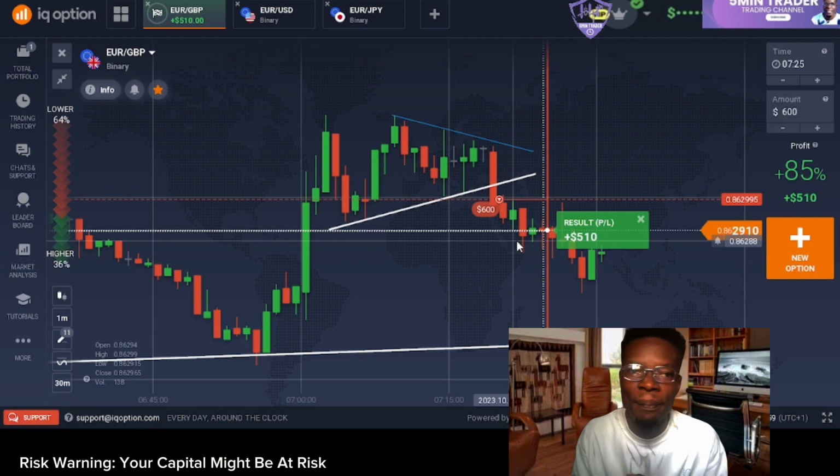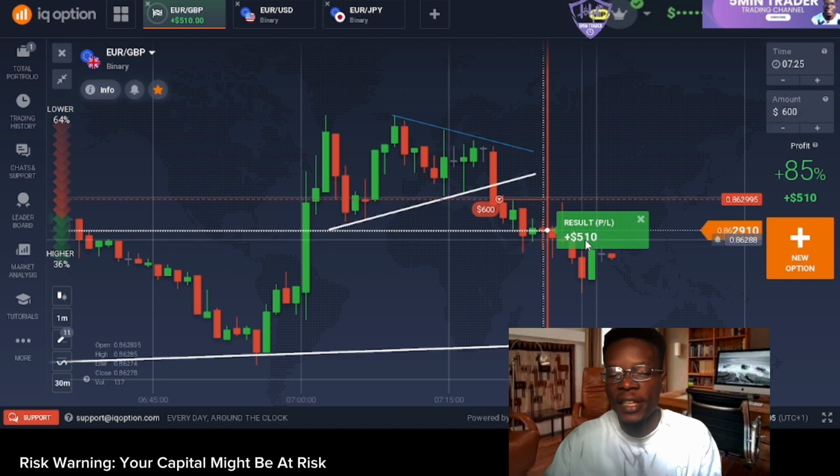So this is everything about this trading setup, and I hope you've learned something and you can apply the same when you decide to trade.